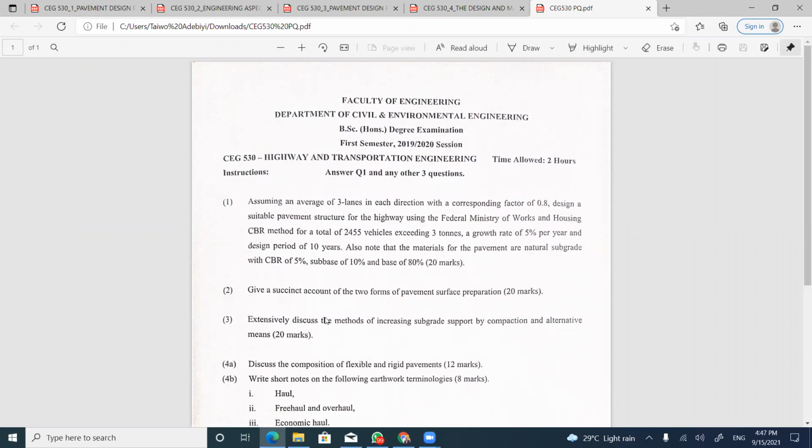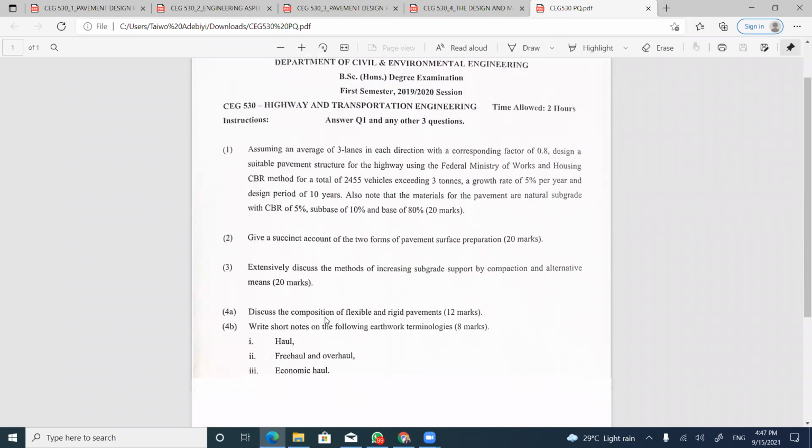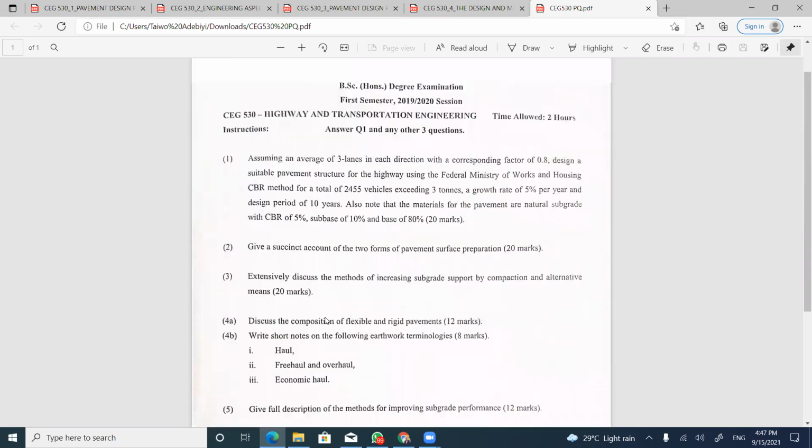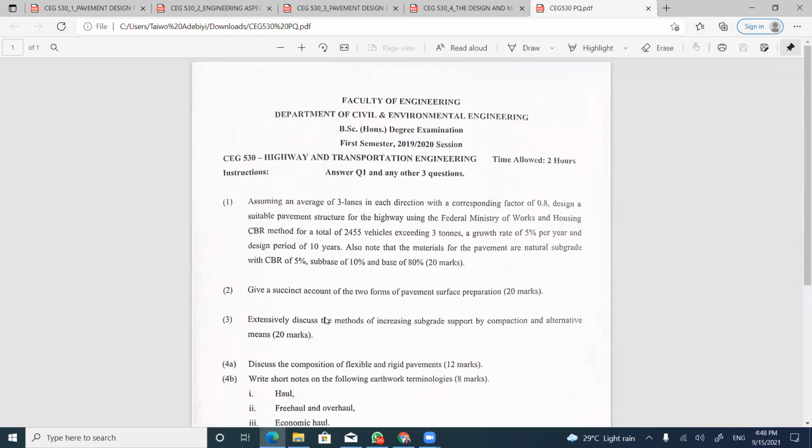Some people had carried over this course, so arrangements were made for them to register in the first semester. He conducted a personal exam for them, and this was the exam they gave them. So you should know that our exam will be very similar to something like this. I guess that's pretty much it for CEG530.